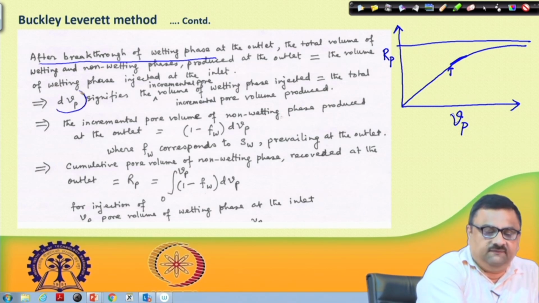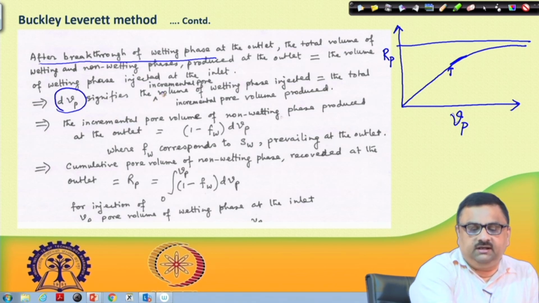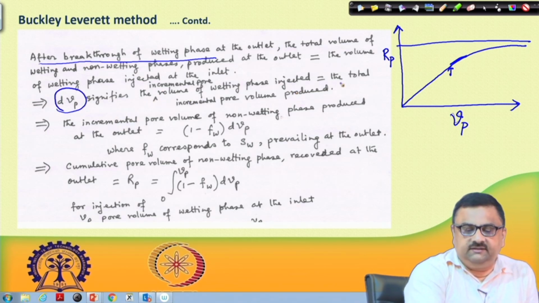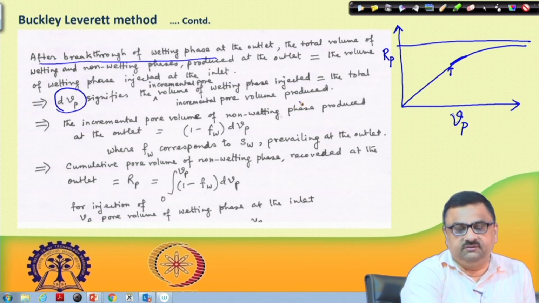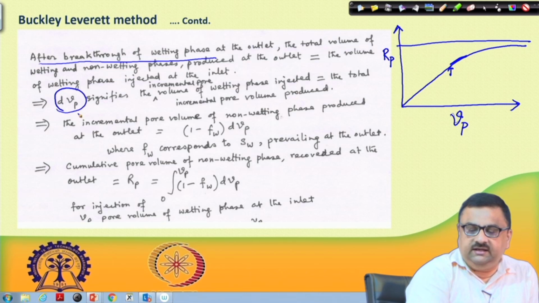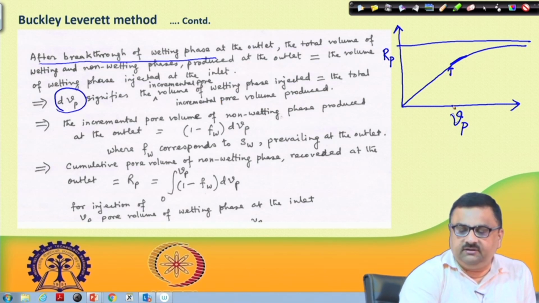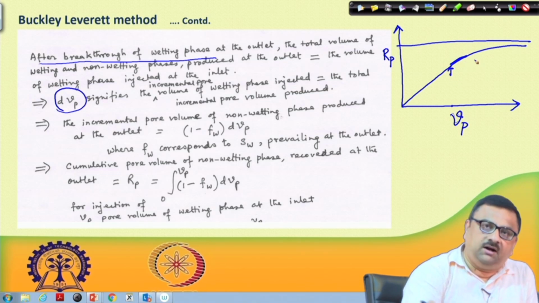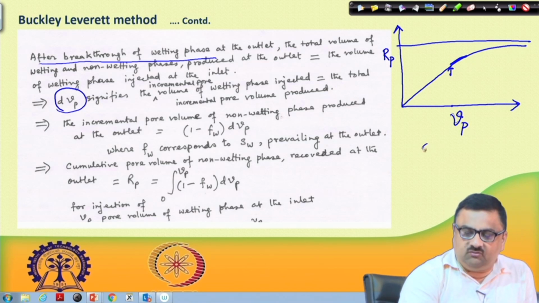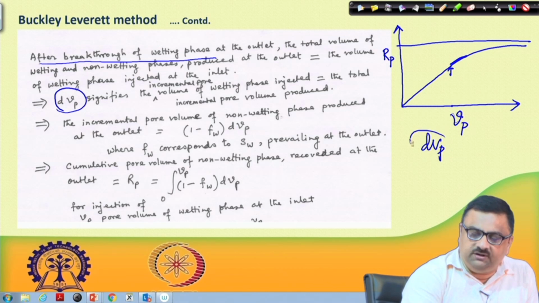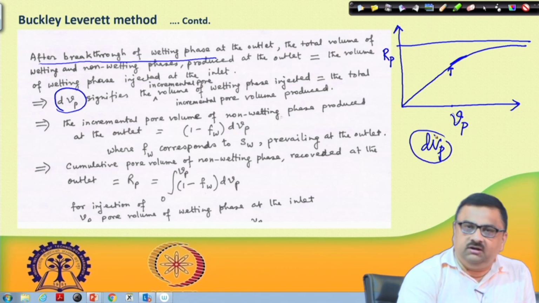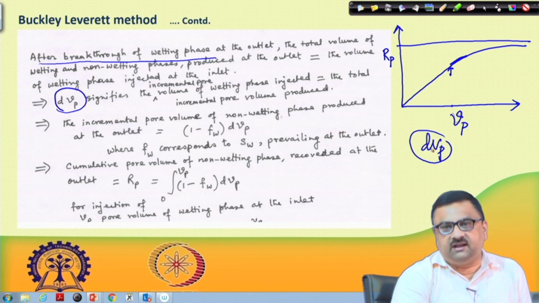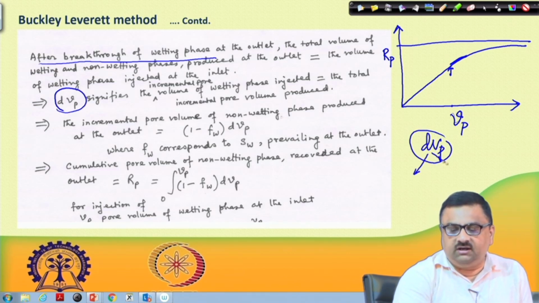Here dVp signifies the incremental pore volume of wetting phase injected, which is equal to the total incremental pore volume produced. So, dVp signifies the incremental pore volume of water. At any point, dVp injection means dVp production, but beyond this point the produced dVp comprises a part which is oil and a part which is water. Whatever I inject I have to produce. I inject only water, but when it comes to production I produce water and oil.